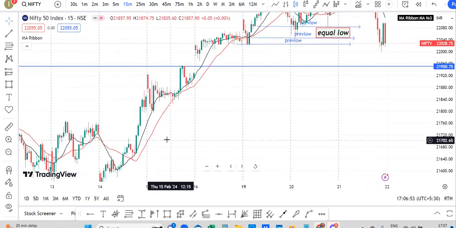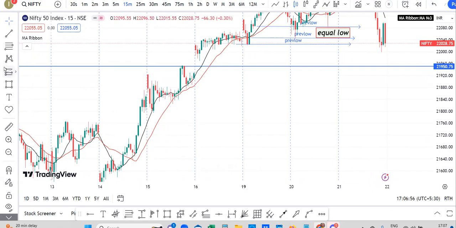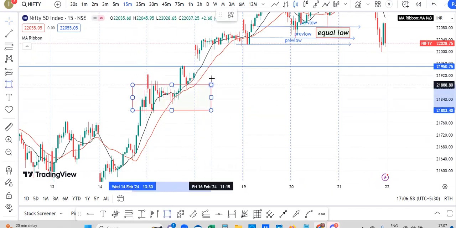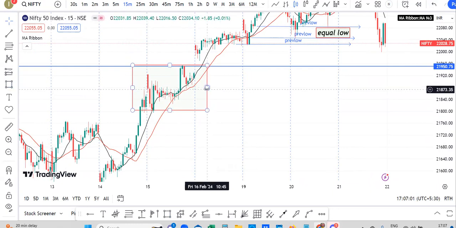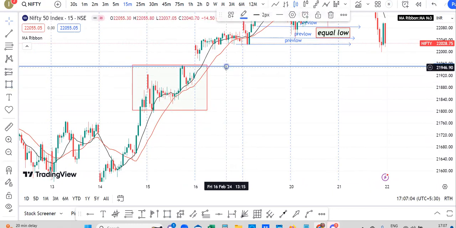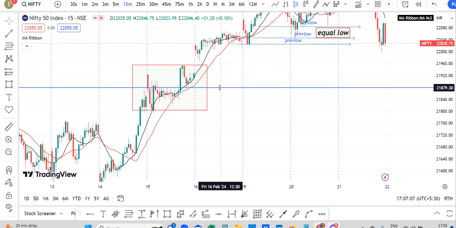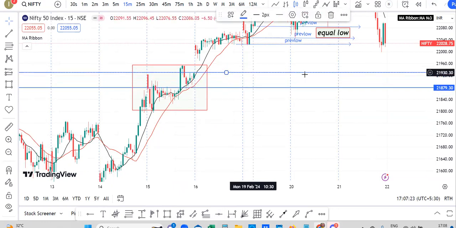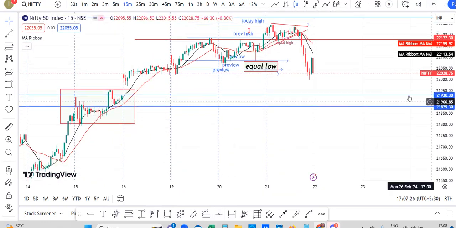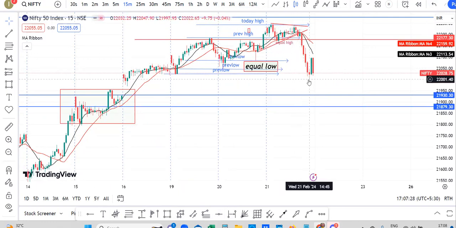21,950. And this is a consolidation before the breakout. This was the consolidation before the breakout. Probably the market can come down to the level of 21,879, and this becomes the zone of support for Nifty, the anticipated support. Now, it is a single day correction of 200 points from here.